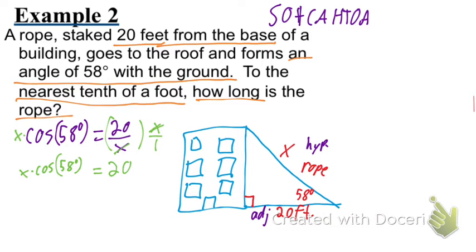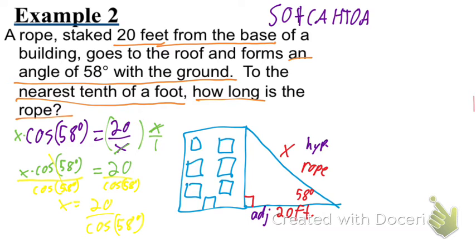Now what would I do? Divide by cosine of 58 degrees, because it's multiplying with x. We're going to treat cosine of 58 degrees as if it's any number. And we divide both sides. And so we get x is equal to 20 divided by the cosine of 58 degrees. So now we type that in our calculator and let it do the rest of the work for us.